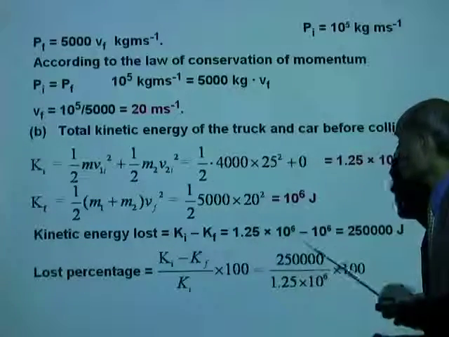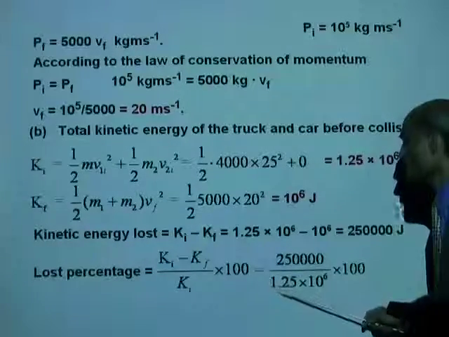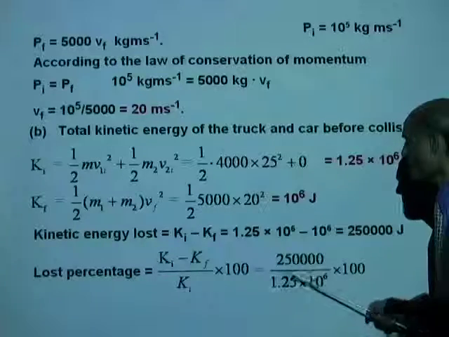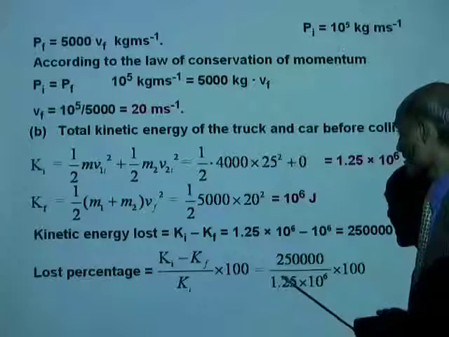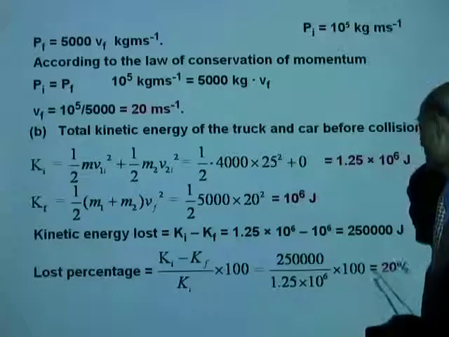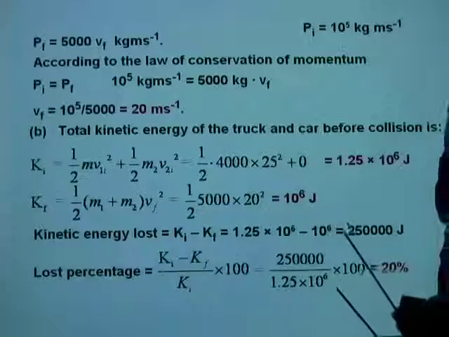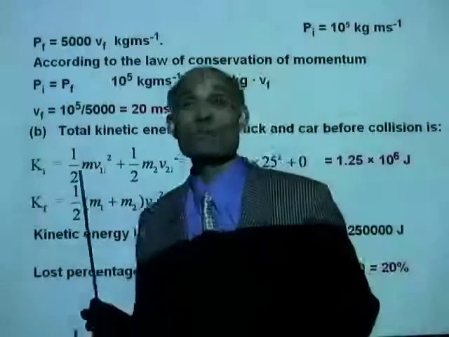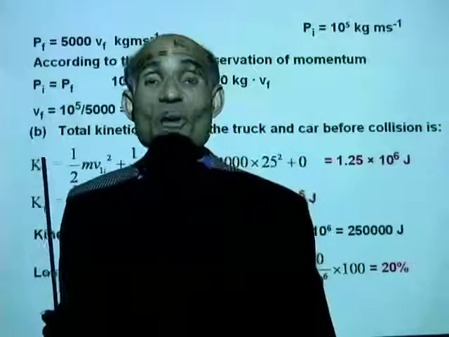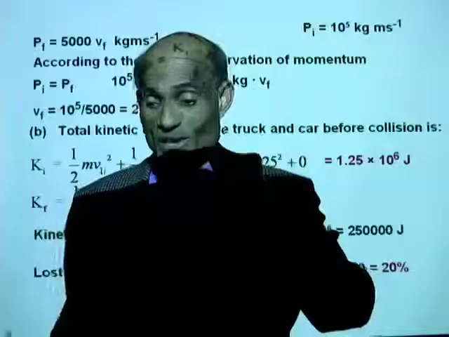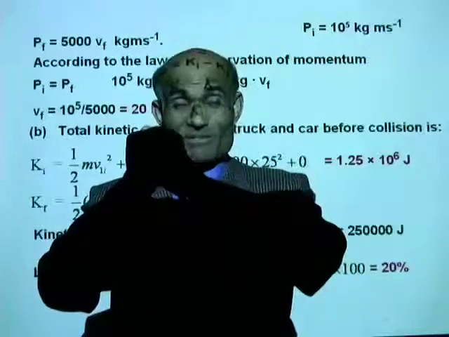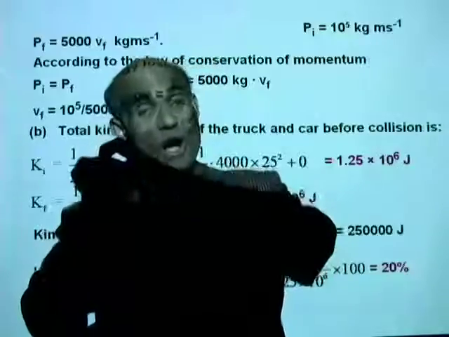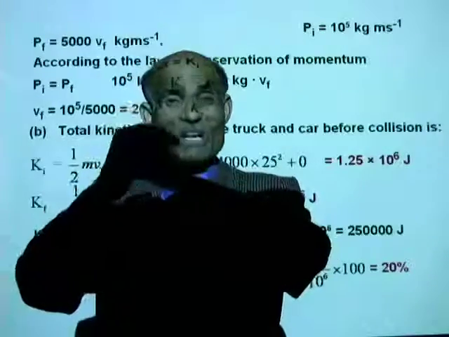That is 250,000 divided by 1.25 times 10 to the 6 multiplied by 100, and calculate that for me. I got it as 20%. 20% of the original kinetic energy of the truck has been lost in doing work on the car. Also work is done on the truck itself.